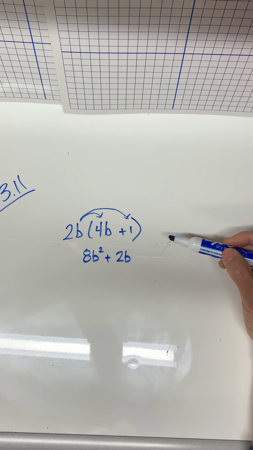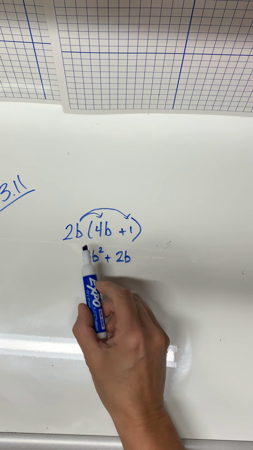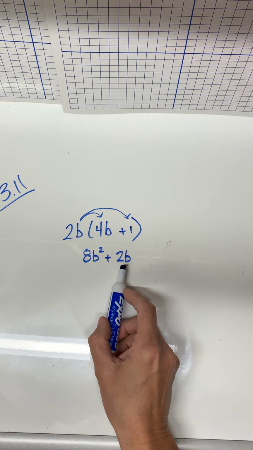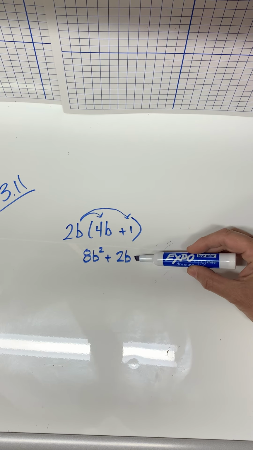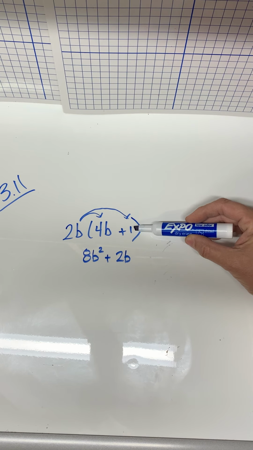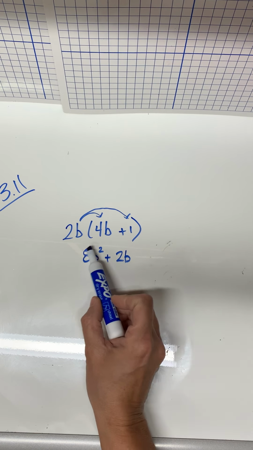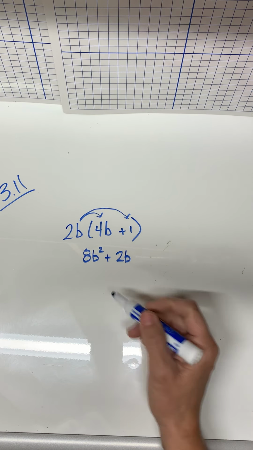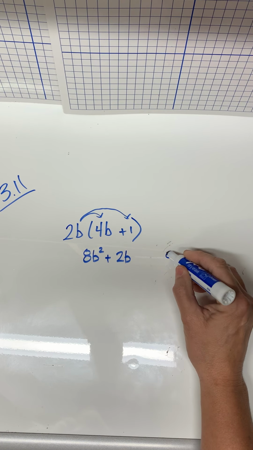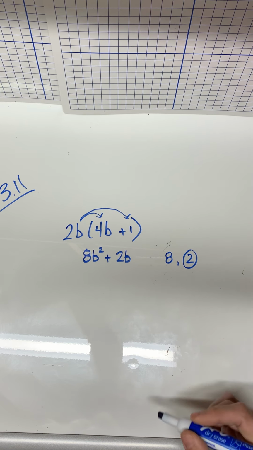Well, what we're doing in this section, 3.11, is we are reversing this. So instead of multiplying, we're going to factor out the GCF. So essentially we're going to get from this line back to this one. So the first question would be, what is the GCF between 8b squared and 2b? Well, first consider the coefficients, 8 and 2. I'm going to start with the smallest, which is 2.